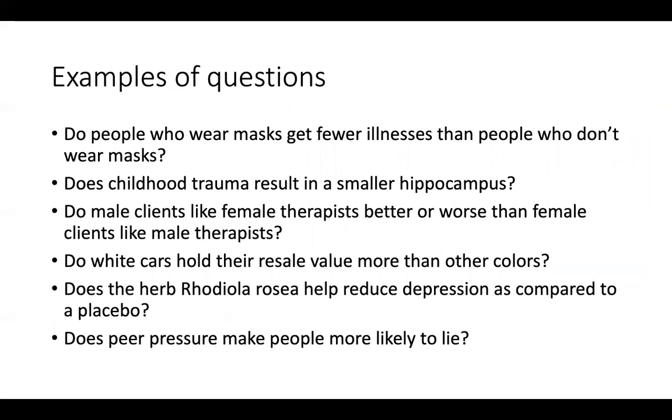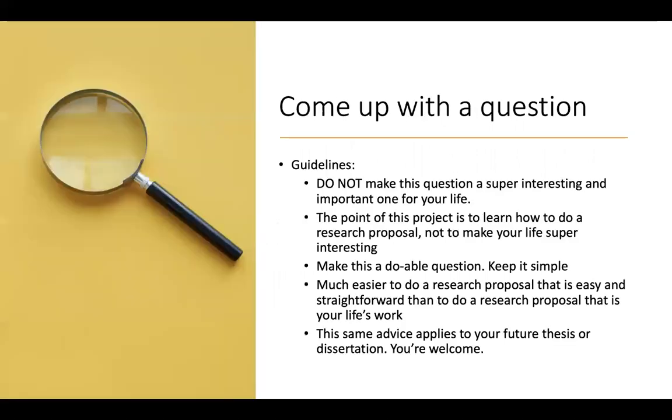Do people who wear masks get different or fewer illnesses than people who don't wear masks? Does childhood trauma result in a smaller hippocampus, which is part of your brain, in case you didn't know? Do male clients like female therapists better or worse than female clients like male therapists? Do white cars hold their resale value more than other colors? Does the herb rhodiola rosea help reduce depression as compared to a placebo? Does peer pressure make people more likely to lie? There are all kinds of questions that you can ask, as long as they are able to be answered with the empirical method, then you can use those.